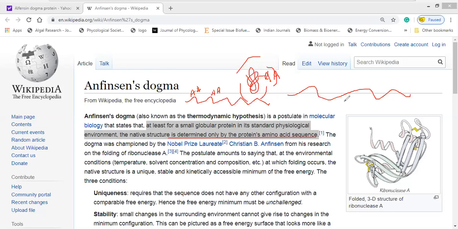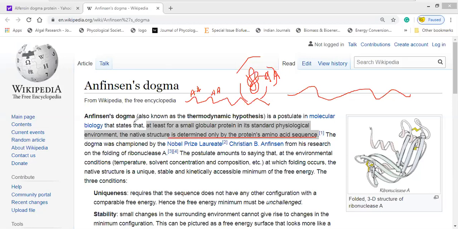But what about hemoglobin? You know that if your blood is going to move in water, if you drop blood in water, the water will become reddish because the blood contains the hemoglobin protein, which is a globular protein, and globular protein will get dissolved in water. Okay, so this is what Christian Anfinsen told.